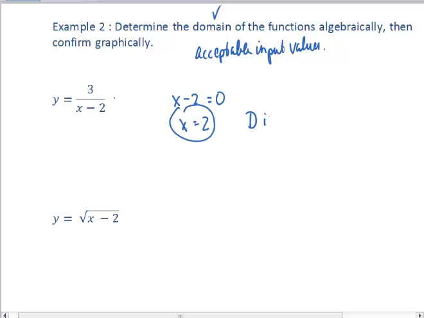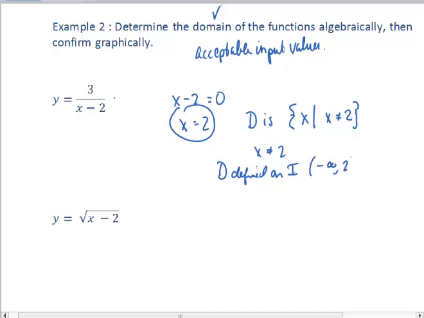The domain is the set of numbers x such that x cannot equal 2. Or you could say simply x cannot equal 2. Or you could give interval notation for the domain. You could say the domain is defined on the interval from negative infinity to 2, and from 2 to infinity. Hence, I've described all the values in the domain that could work, except for the value 2.